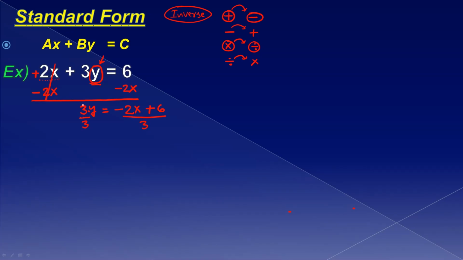So 3 divided by 3 we get 1, so I'm cancelling. y equals negative 2x plus 6 over 3. Now I'm distributing this 3 to both the terms. So it is negative 2/3 x plus 6 over 3. Now my final answer is y equals negative 2/3 x plus 6 divided by 3, that gives me 2.